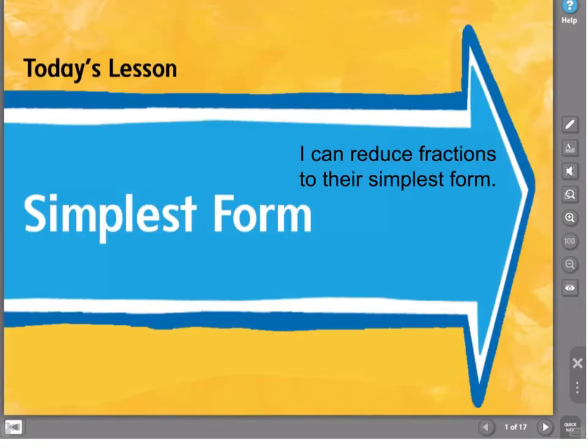That brings us to the end of today's lesson. For the W part of your WISC, our topic is simplifying fractions to their simplest form, and our I can statement is I can reduce fractions to their simplest form. Go ahead and press pause now if you need another second to write this down.